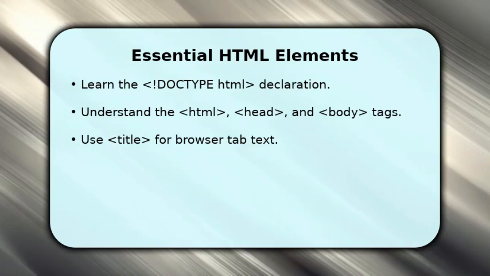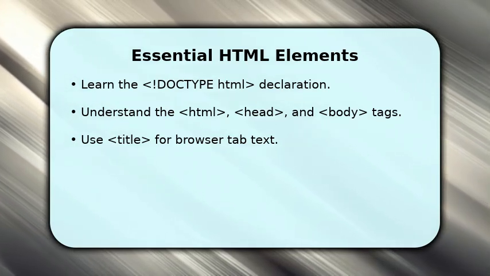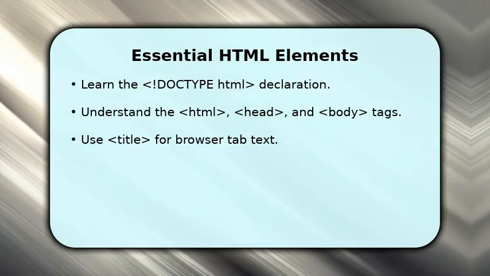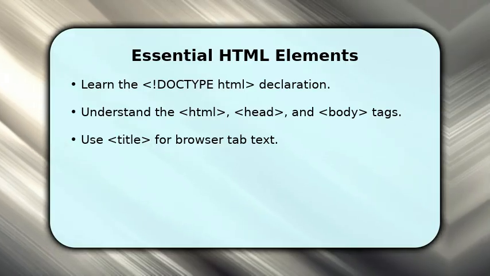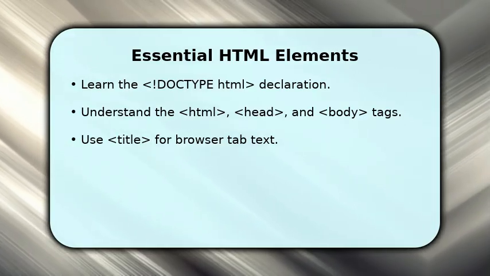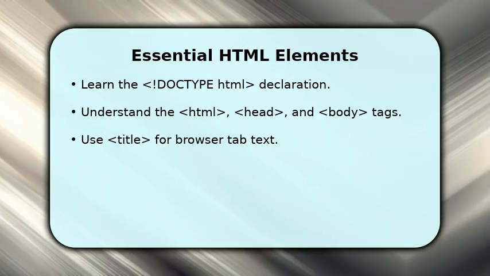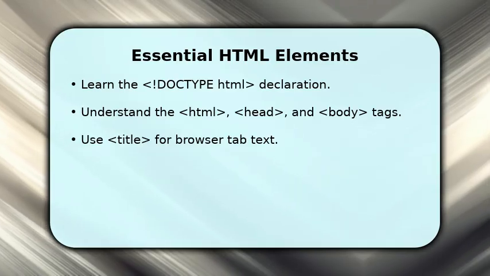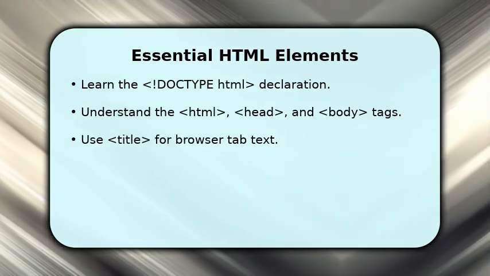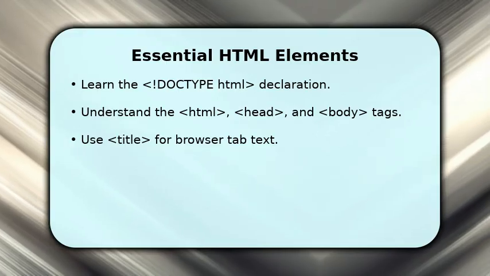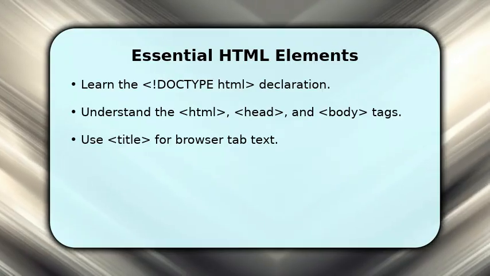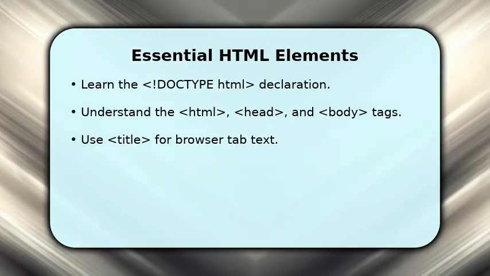Next, let's build the essential structure. Every HTML document begins with doctype html to declare the document type. Then you'll have the html tags, which enclose all other content. Inside html, you'll find the head and body sections. The head contains metadata, like the title that appears in your browser tab. The body holds all visible page content, including headings from H1 to H6.